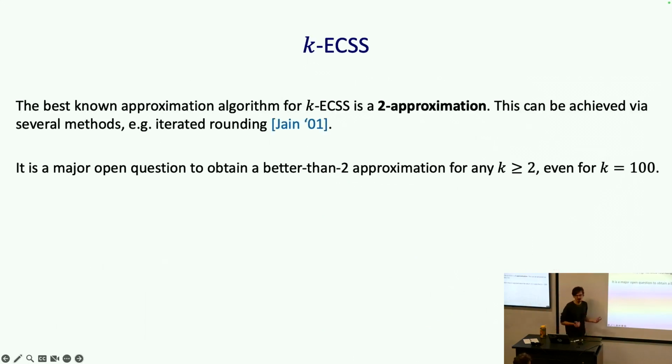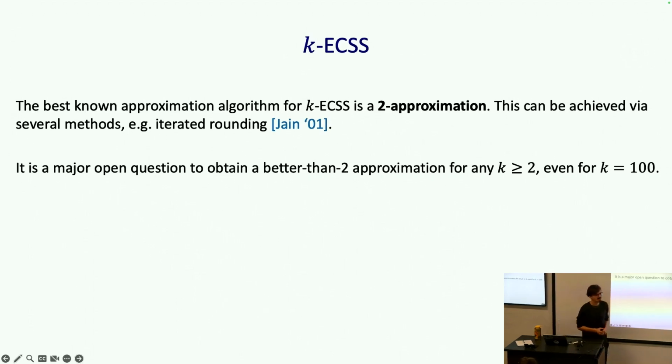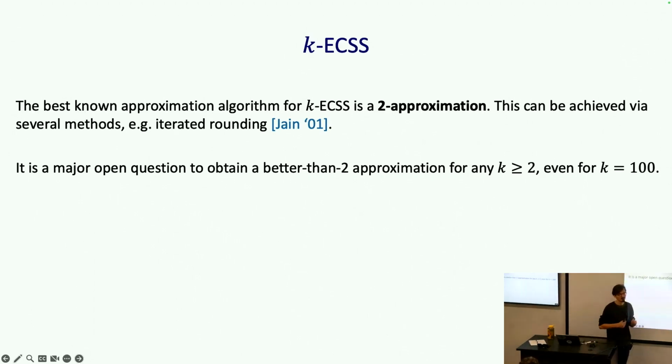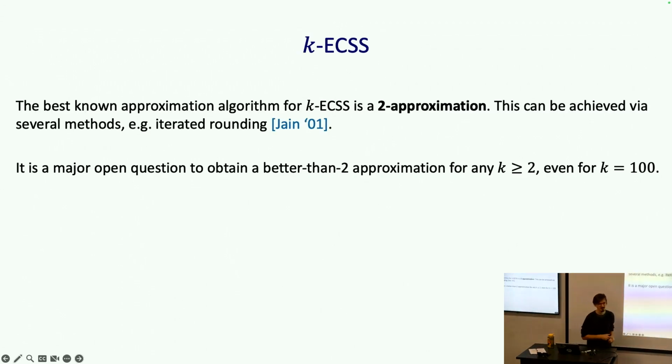Okay, so what's known about this problem? The best known approximation algorithm for KECSS is a 2-approximation. So it's some polynomial time algorithm that produces a solution of cost at most twice that of the optimal solution. And this has actually been known since the 80s, but one nice approximation algorithm is through iterative rounding, and it's from Jain. And we'll be talking a bit more about iterative methods in this talk, so that's why I'm bringing up this result. And a major open question is, can you get a better than 2 approximation for KECSS for any k that's at least 2? So this is even open for like k equals 100, k equals 1,000,000, whatever. We don't know how to do better than 2.